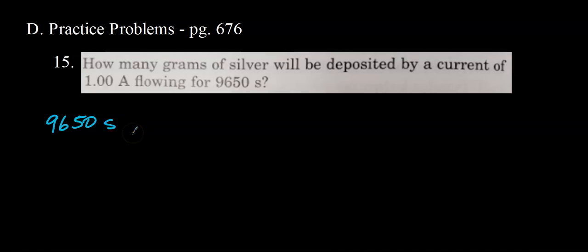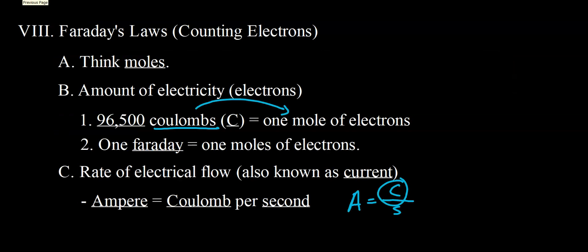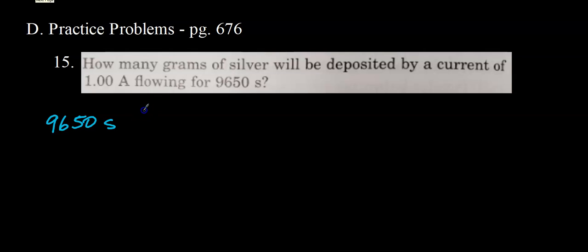9,650 seconds. Be careful, the time that the current passes through a solution is not always given in seconds. Yet, when we look back here, an amp is coulombs per second. So if your elapsed time is not given in seconds, make sure you convert it to seconds. All right, so we're going to take this and multiply it by our current, except I'm not going to write 1.00 amps. I'm going to write 1.00 coulombs per second. And you don't really need the 1 second, but you can put 1 second there. Now, keep in mind that this 1, this is a ratio, so that 1 is not one significant figure.